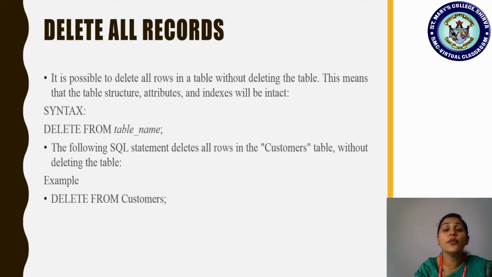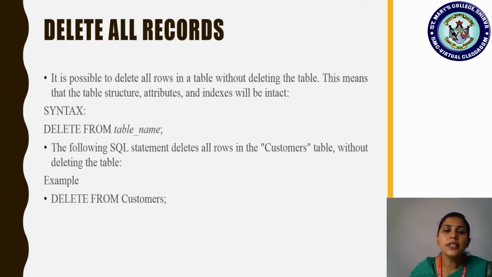Suppose you want to remove all the records from the table, all the tuples. For example, just now when we observed, we found some 5 to 6 rows in customers, right? Suppose we want to remove all the tuples, all the rows, then how to do that? It is possible to delete all the rows in a table without deleting the table. You don't want to delete the customer table, but whatever information is stored in that customer table, you want to delete it. Yes, it can be done.